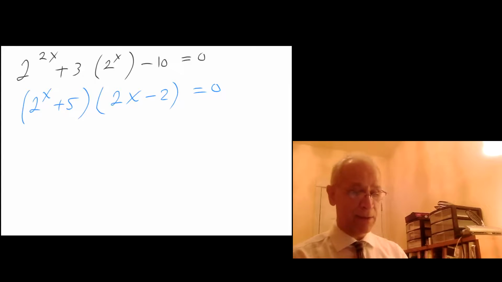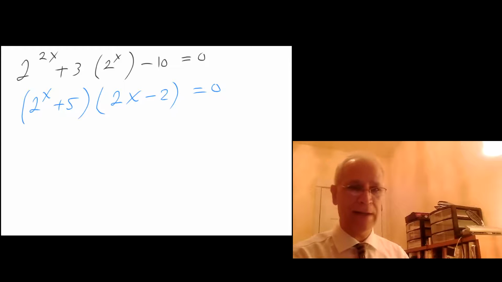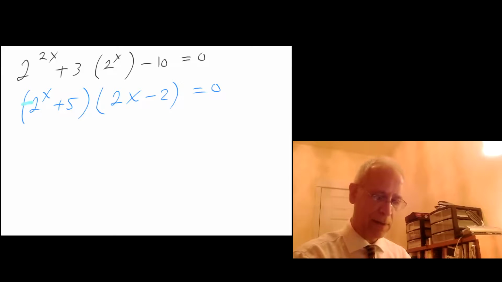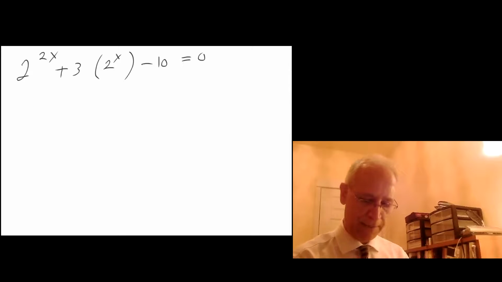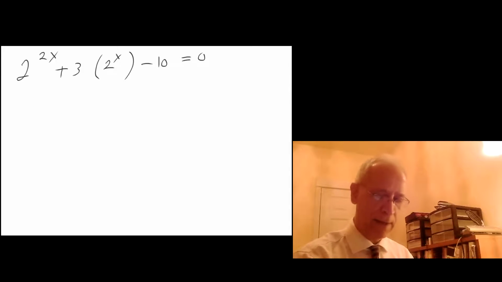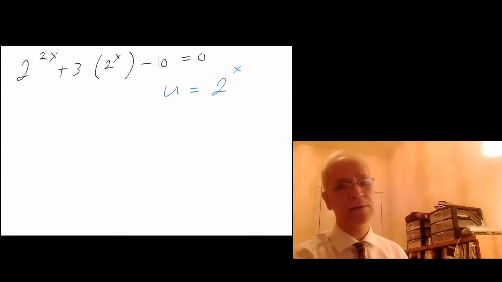Two numbers that add up to 3 and multiply to negative 10. Suppose you're kind of rusty with factoring, you look at this and say, I really have difficulty factoring this. What can I do? Well, here's what you can do. You can use some sort of substitution. Let u equal 2 to the power of x.